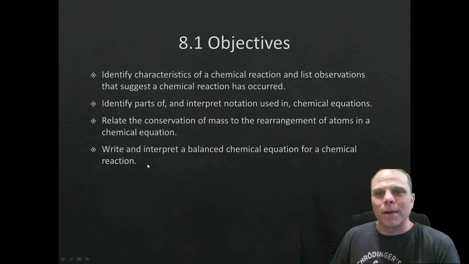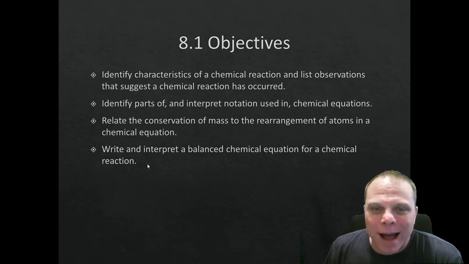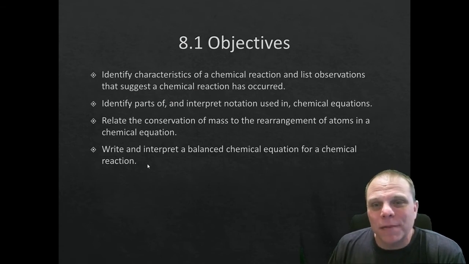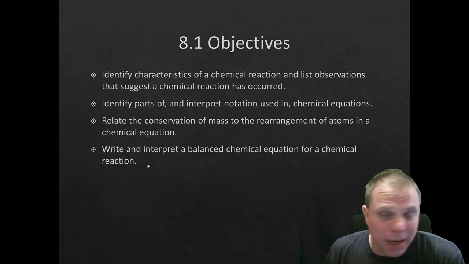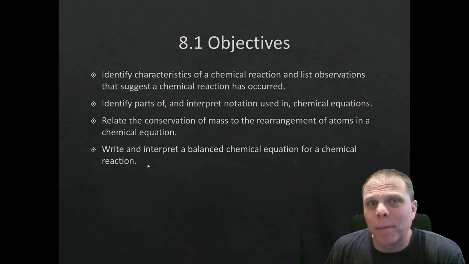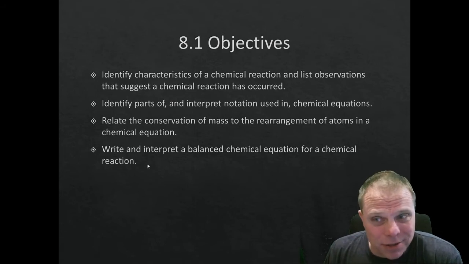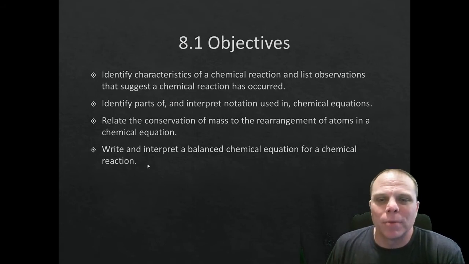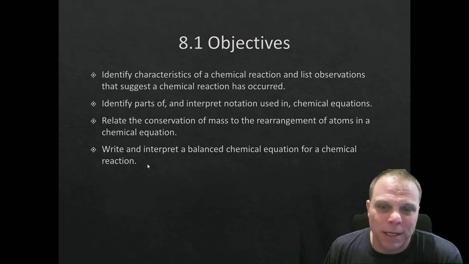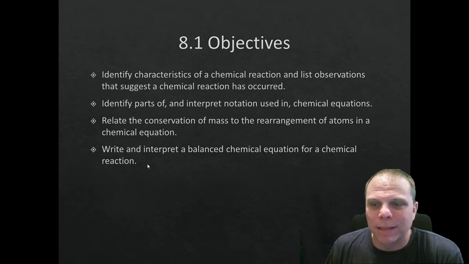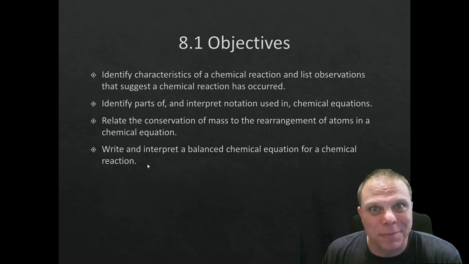We're going to describe chemical reactions with these objectives here. This is from section 8.1. Identify the characteristics of a chemical reaction and list observations that suggest that a chemical reaction has occurred. Identify the parts of and interpret the notation used in chemical equations, and relate the conservation of mass to the rearrangement of atoms in a chemical equation. And finally, to write and interpret a balanced chemical equation for chemical reactions. We're going to do some balancing.